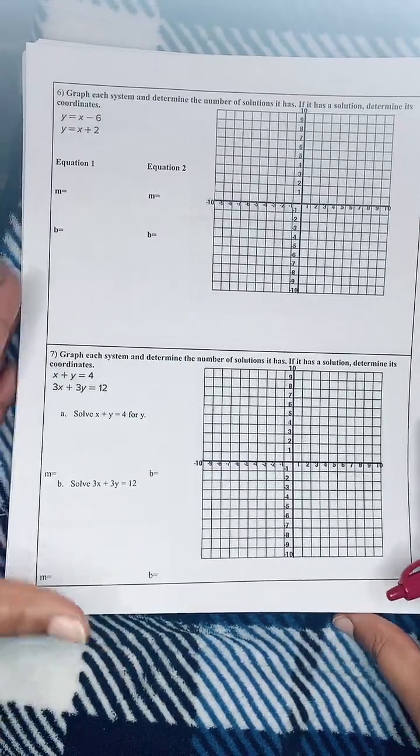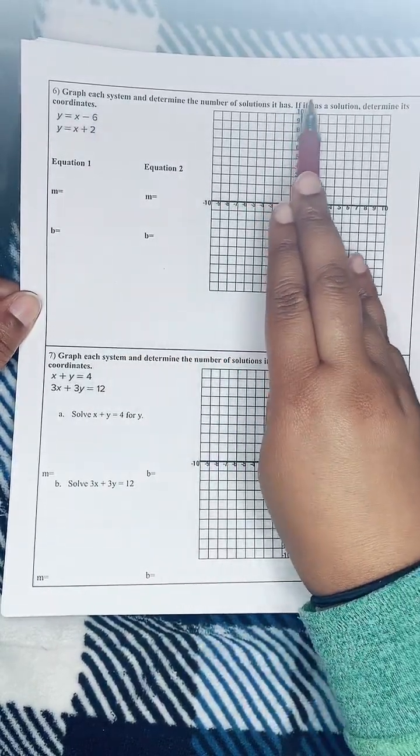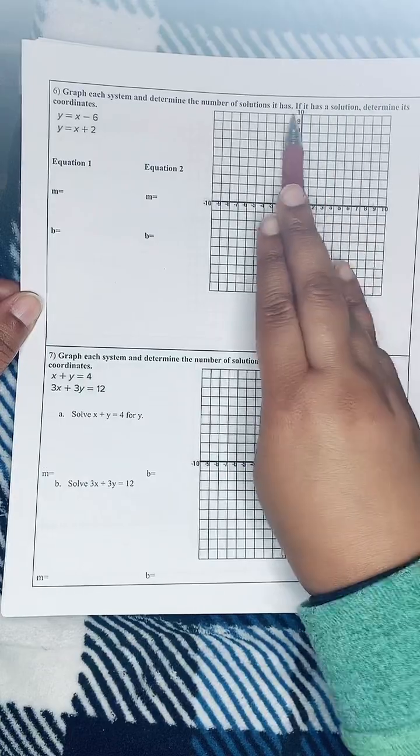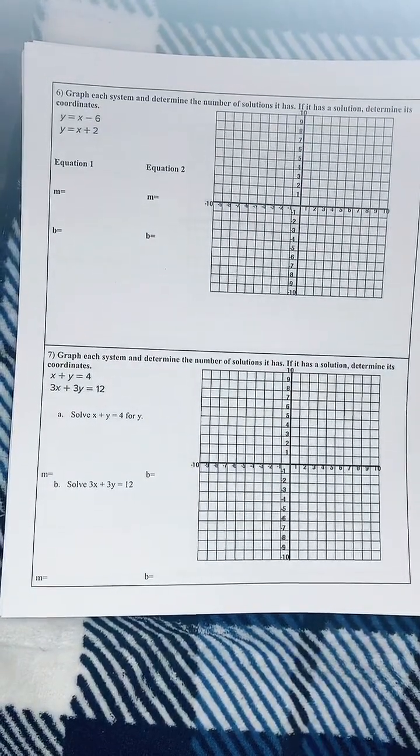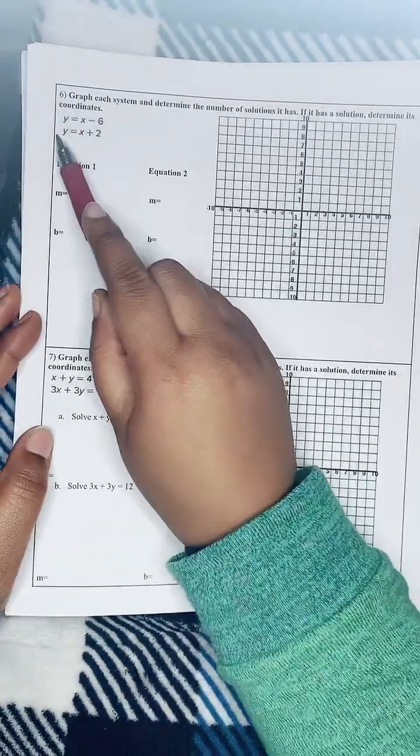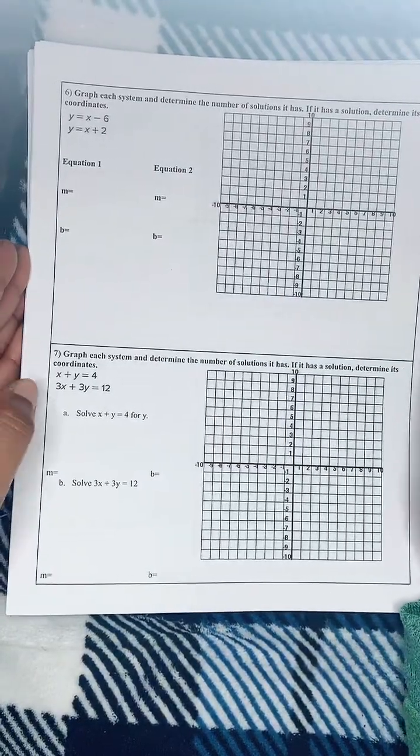So no worries. Now we're going to graph the system and determine the number of solutions it has. If it has no solution, say so, or if it has a solution, determine the coordinate. All right. Let's look at this first equation, you guys. What is the M and what is the B?